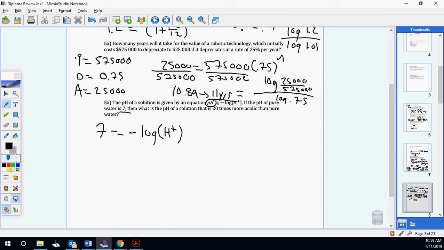So to figure out what water is, we're just solving this log. We're solving for that argument. So I push this negative over. It's negative 7 equals log H plus. And then what would this be? 10 to the negative 7 equals H plus. So that's the answer for water's level, you could say. And so the solution that is 20 times more would be 20 times 10 to the negative 7.